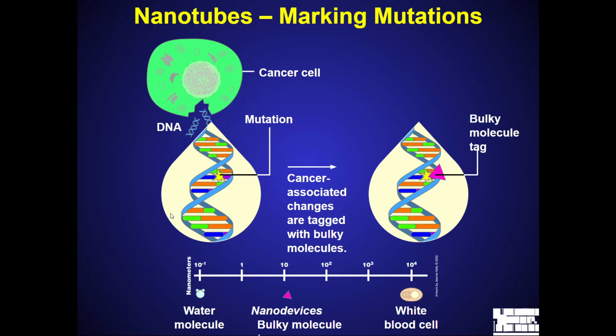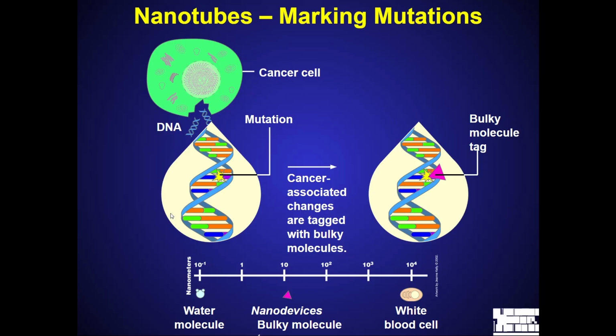Now, another nanodevice that can help identify DNA changes is the nanotube. Nanotubes are like carbon rods, and they're half the diameter of a molecule of DNA, so very small. And they don't only detect the presence of altered genes, but they can help pinpoint the exact location of the changes.